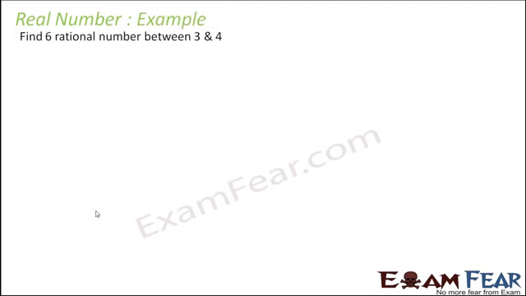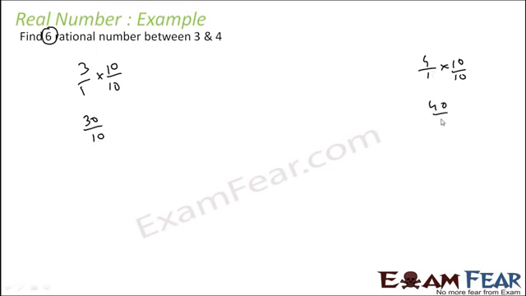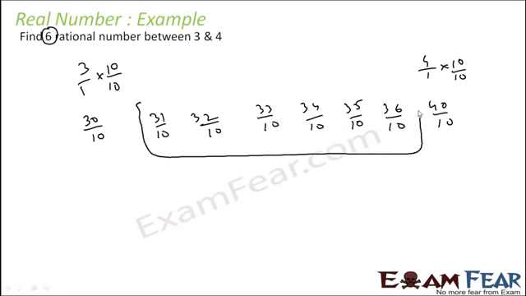Let's take some examples here to find 6 rational numbers between 3 and 4. This is 3, this is 4. So since 6 rational numbers are required, I'll multiply by 10 by 10. I can multiply by 100 as well, but just to simplify the calculation. This is 30 by 10, this is 40 by 10. So let's find some numbers between 30 by 10 and 40 by 10: 31 by 10, 32 by 10, 33 by 10, 34 by 10, 35 by 10, 36 by 10. These are 6 rational numbers between 3 and 4. In fact, as we have discussed, there are infinite rational numbers between any 2 rational numbers.